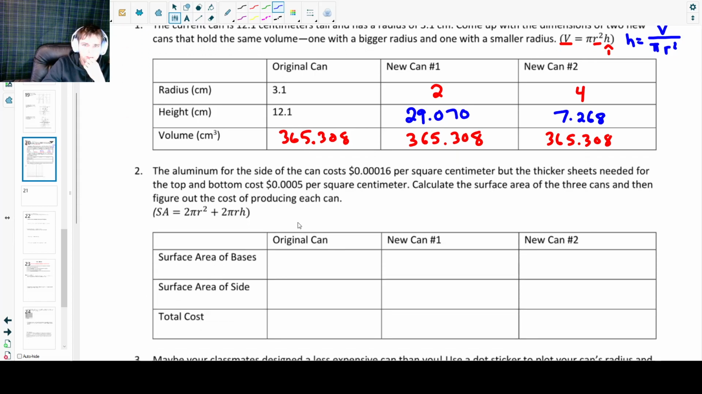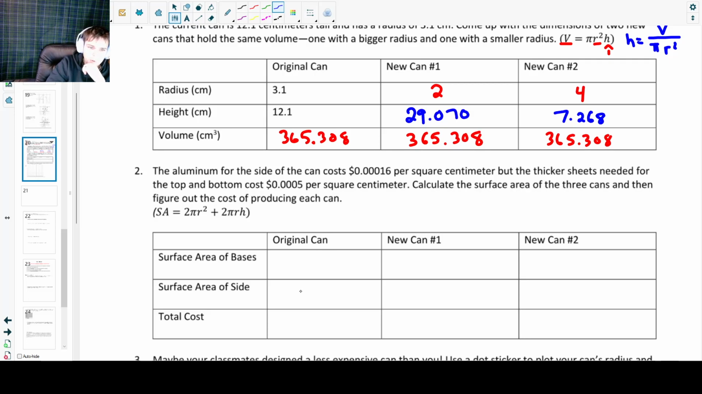Cool. So question 2. The aluminum for the side of a can costs $0.00016 per square centimeter, but the thicker sheets needed for the top and the bottom cost $0.0005 per square centimeter. Calculate the surface area of the 3 cans and then figure out the cost of producing each can.